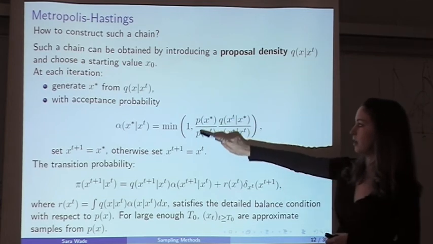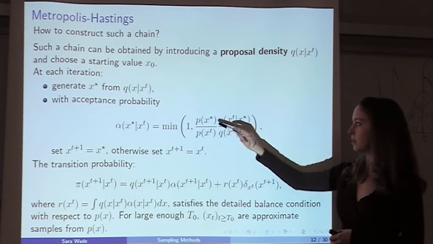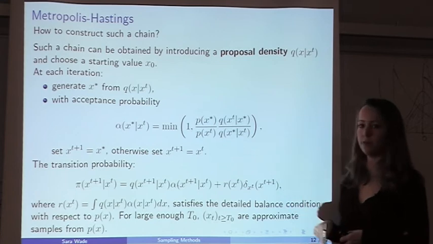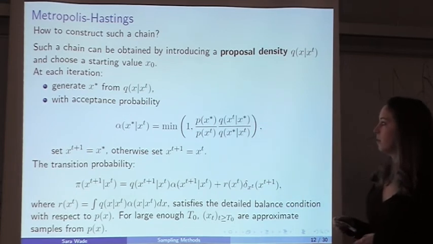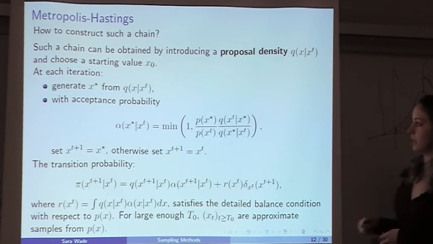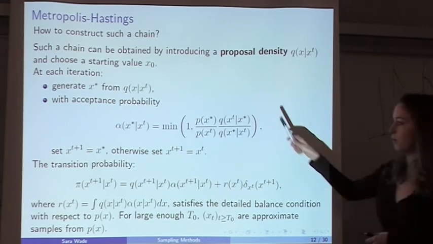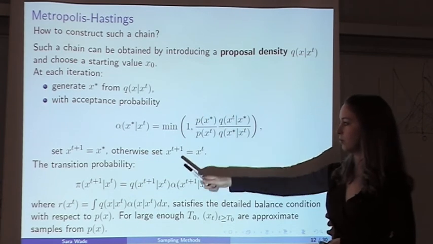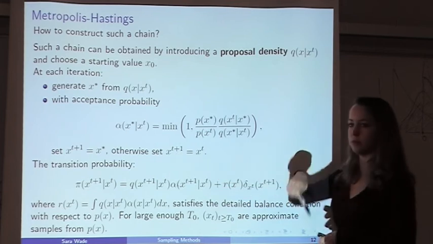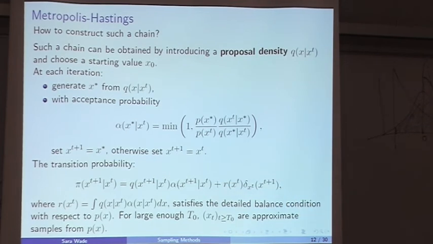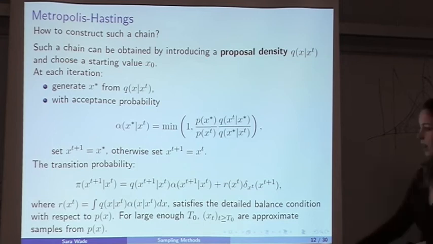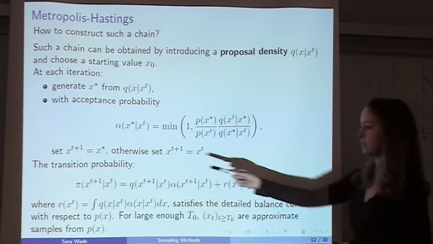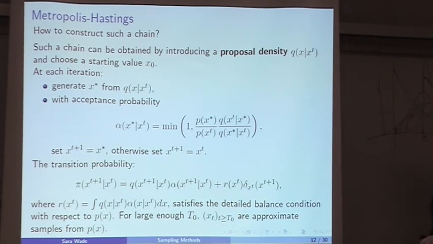which is just the ratio of our proposed value under our target density p divided by our current value, and the ratio of the proposal density q. So if we accept, we set xt plus 1 equal to our proposed value. If we reject, we set the next state equal to our current state. And you can show that in this case, this is our transition probability of going to xt plus 1 from xt.